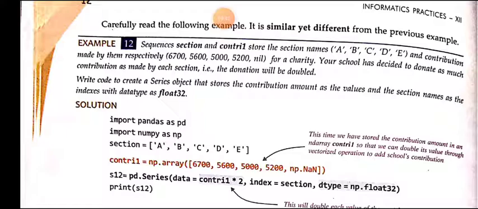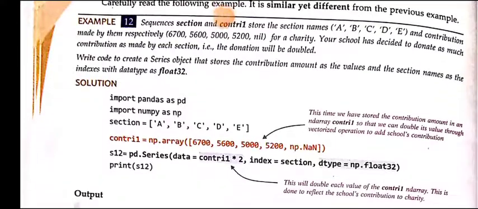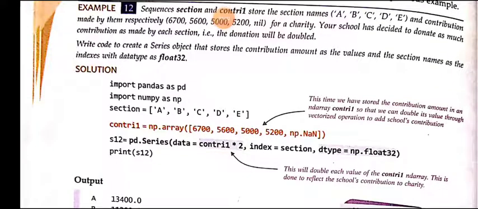Your school has decided to donate as much contribution as met by each section. Whatever contribution the children have given, the school will give the same amount. So for that we need to multiply it by 2. At that time you can see in this example it is very easy.